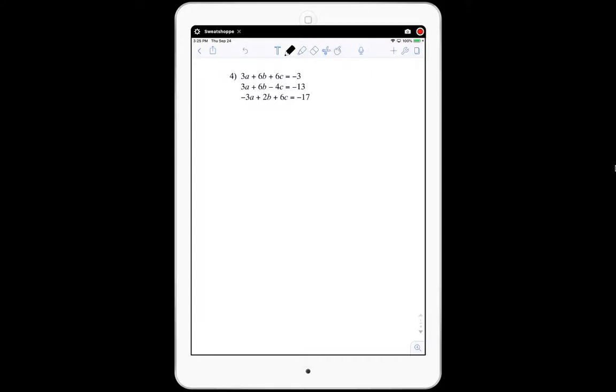Okay, I'm going to go ahead and record one working a 3x3. Remember to stay really organized. On this one, I already noticed that the A's, if you look at these, are already the same number, and some of them are opposite each other, so we're going to go ahead and try to get rid of A.